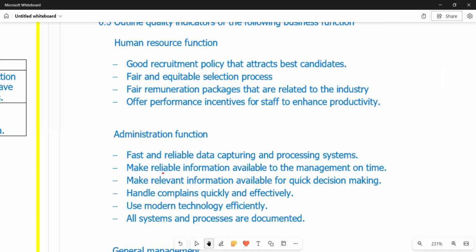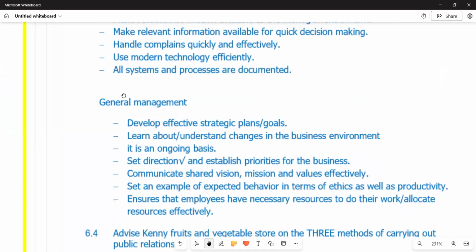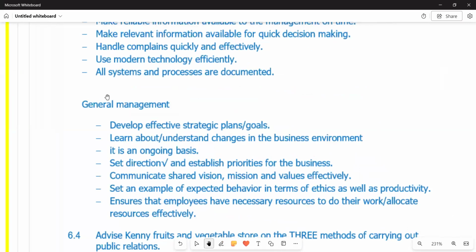And these are the points that obviously are going to lead to the success of the business in terms of administration function. So this is how we see that we have got a very strong and effective administration function. Then lastly, there on this part, we've got the general management, which is saying to see that we've got a good general management function in an organization.